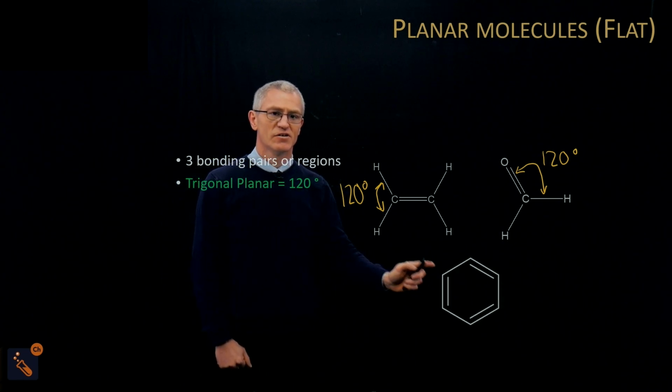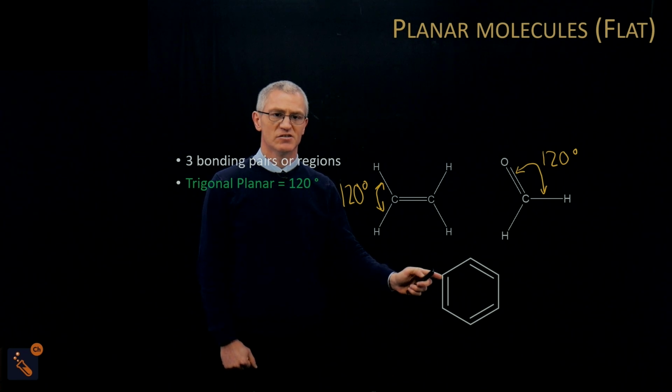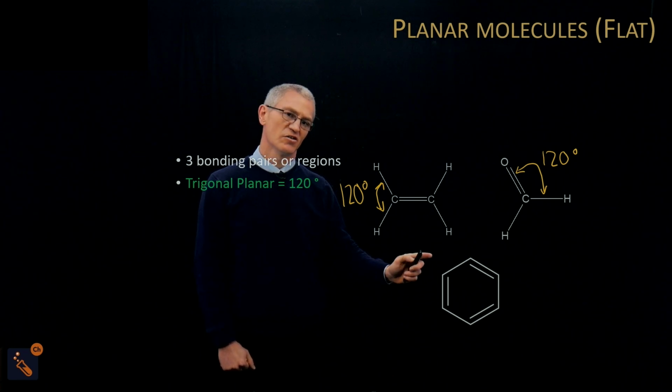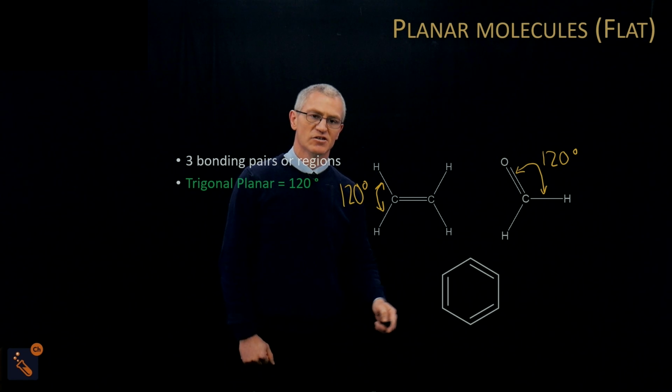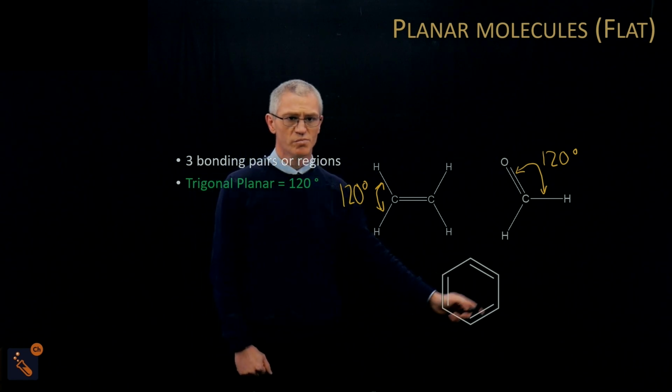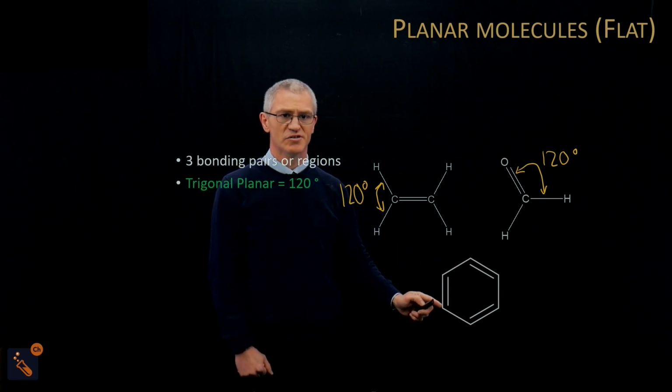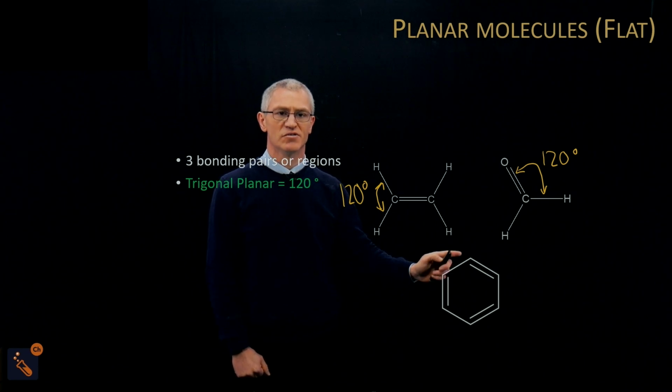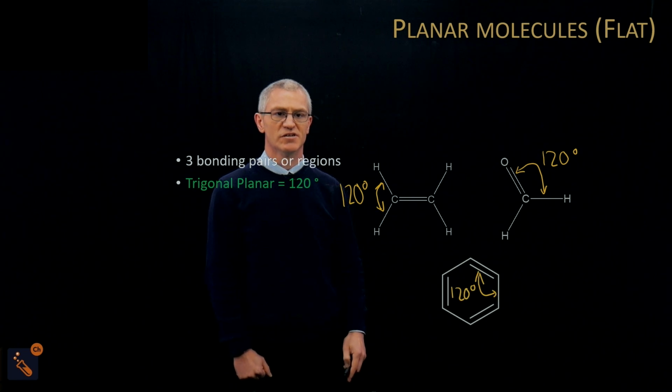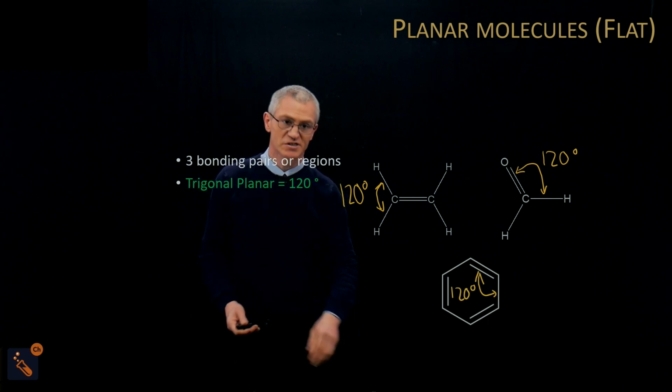And then we have benzene. So this is cyclohexatriene, or benzene. And you can see there's a double bond here, restricted rotation. There's a hydrogen you cannot see. So there are 3 bonding regions around there, and therefore 120 degrees.